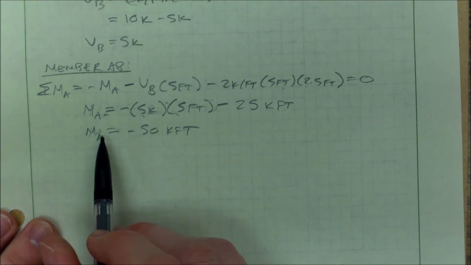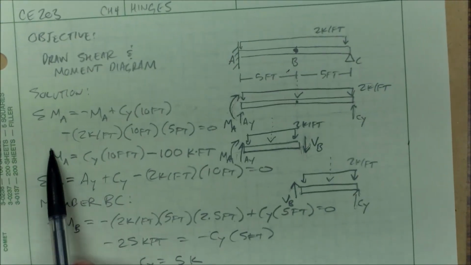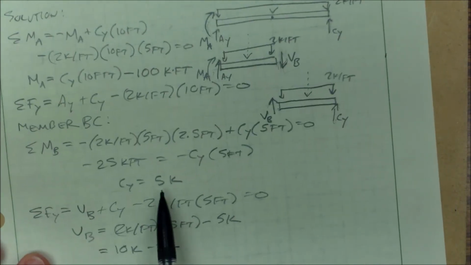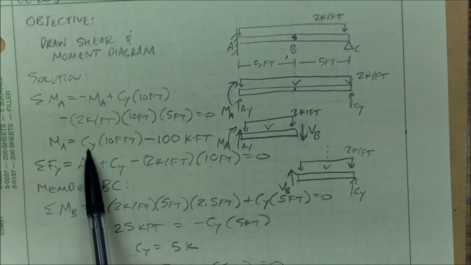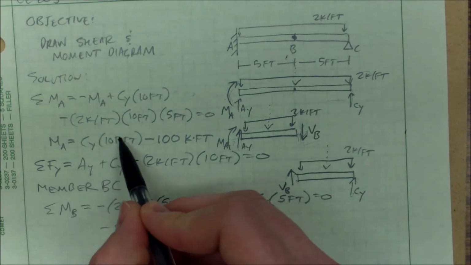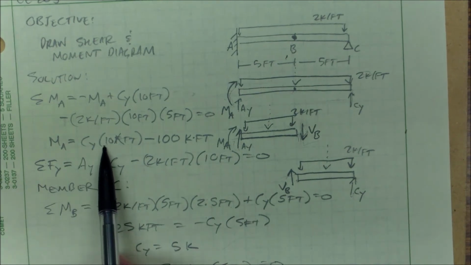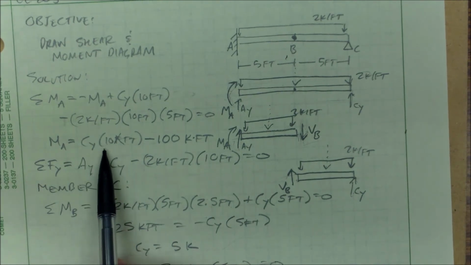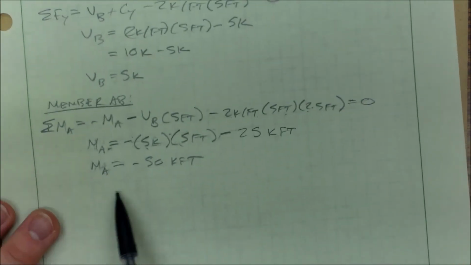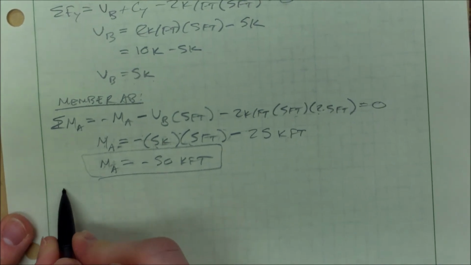Now let's see how that compares if I put my CY into my first equation. CY would be 5 kips, times 20 feet. 5 times 10 is 50 kip feet minus 100 kip feet gives me negative 50 kip feet, which is exactly what I got here. I can really be confident with that answer.